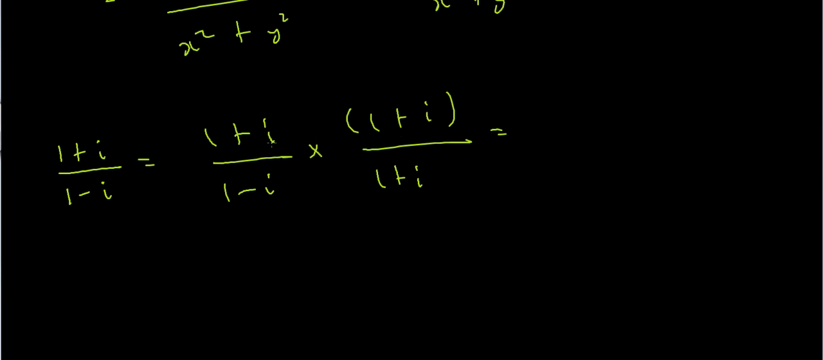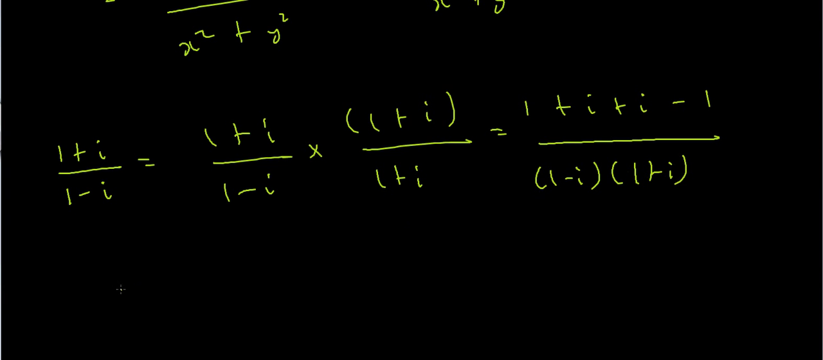Well, let's expand the top. On the top we've got 1 times 1, which is 1, 1 times i, which is i, times 1, which is i, and i times i, which is minus 1. And at the bottom, we've got 1 minus i times 1 plus i. So the top simplifies just to 2i, because you've got 1 and a minus 1 here, which is 0, and i plus i is 2i, so we've got a 2i left over.